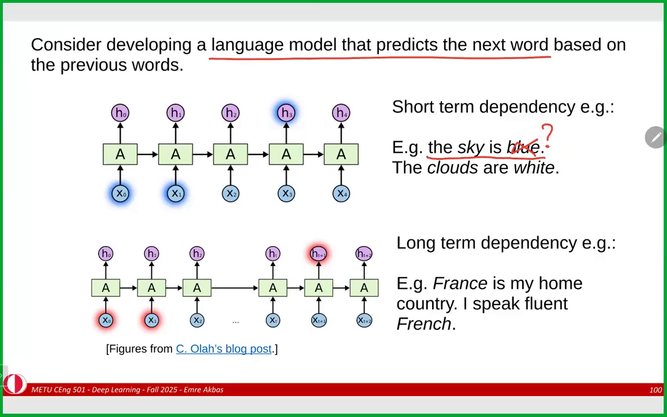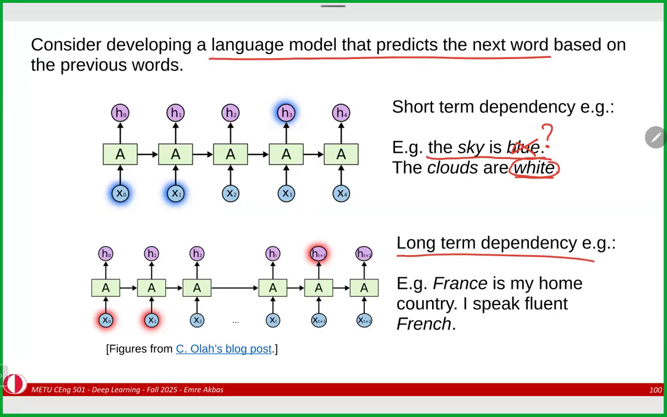And for example, here, it can easily predict that the word here should be white because it's talking about the clouds. This is short-term dependency. The answer, blue or white, depends on just a few words back. It's a short distance. But it's not always that easy.